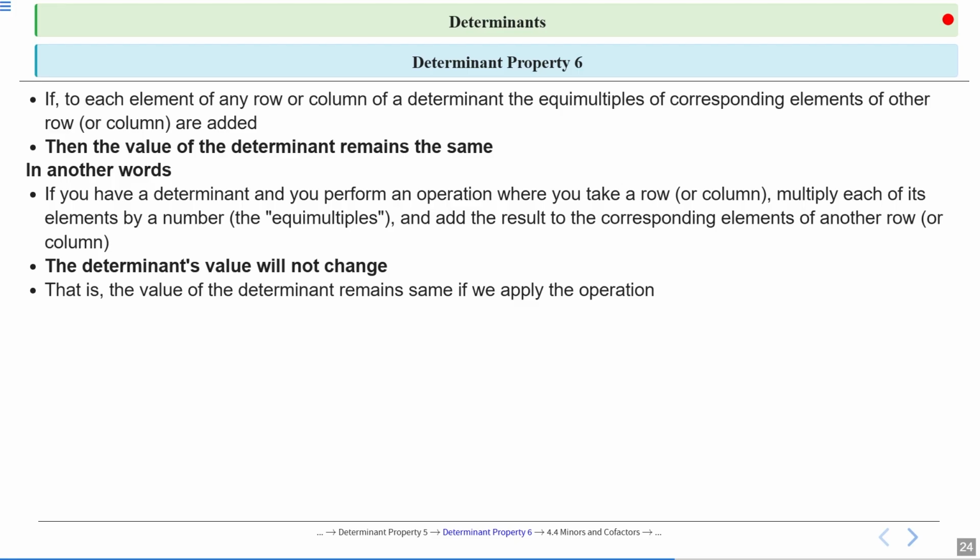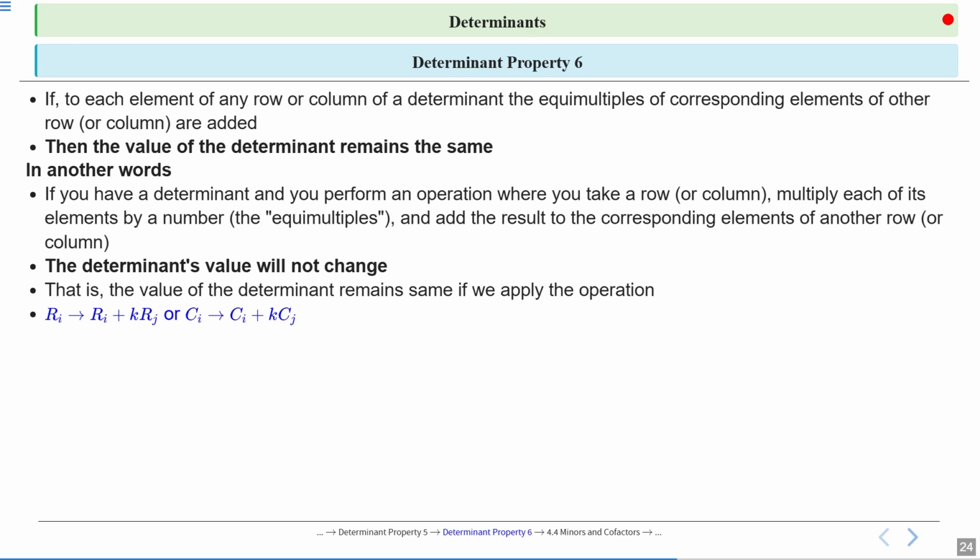That is, the value of the determinant remains the same if we apply the operation. That operation is R1 is changed to R1 plus k times Rj. So here is one row, the first row is R1 and the second row is Rj. Just understand what property 6 says. Okay, so it is some trick.